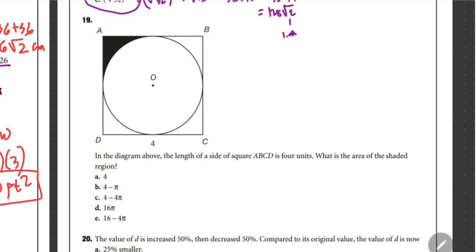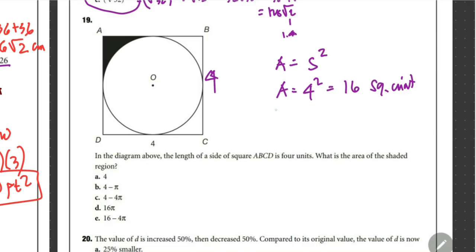And then for number 19, in the diagram above, the length of a side of square ABCD is 4 units. What is the area of the shaded region? So the area of the square is equal to the square of the side. We're given here the length, which is 4. So this is 4 squared, which is 16 square units.